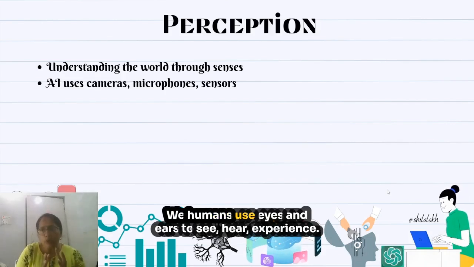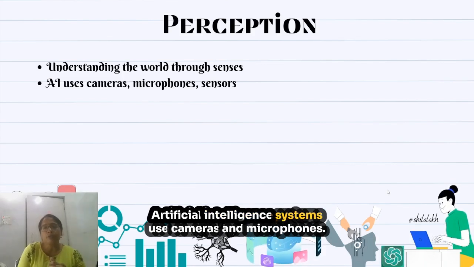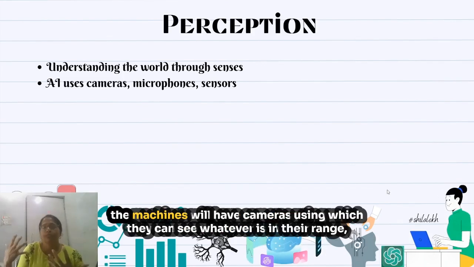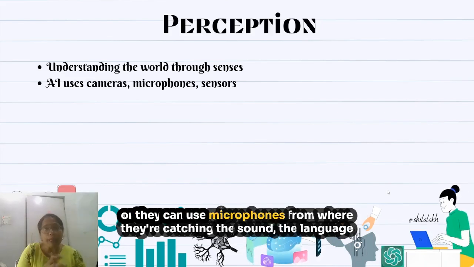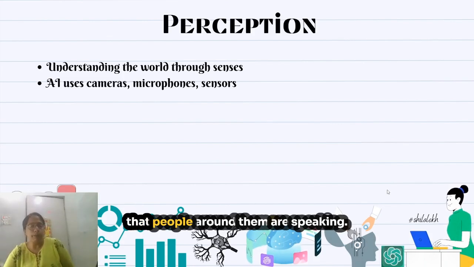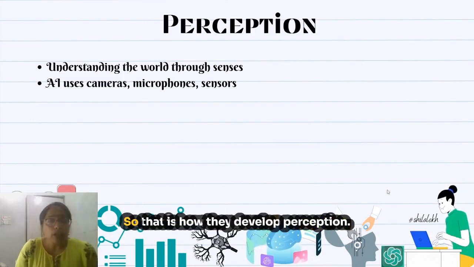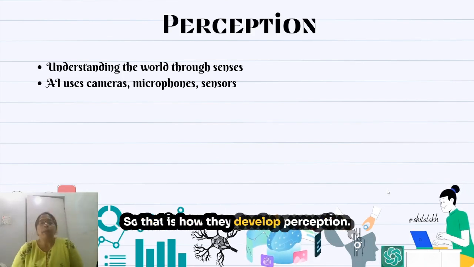Perception means sensing what is around you. We humans use eyes and ears to see, hear, experience. Artificial intelligence systems use cameras and microphones. The machines will have cameras using which they can see whatever is in their range, or they can use microphones from where they are catching the sound, the language that people around them are speaking. So that is how they develop perception.